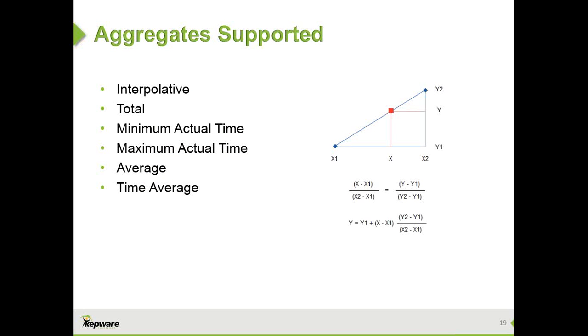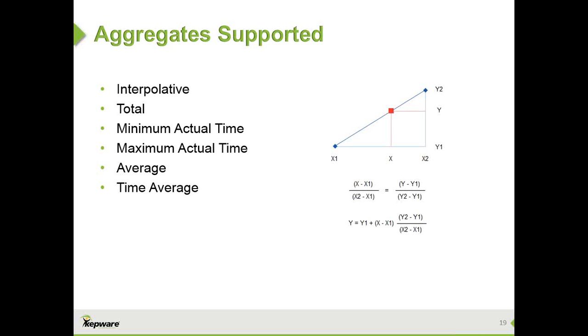So we did support average in the previous release, and now we support these 5 additional aggregates. The most common one that we've seen in industry is the interpolative, which interpolates values where they're not specifically stored. A lot of you will know how to interpolate. And then we have a total, which is kind of like an integral, a minimum and a maximum, which means we find the minimum and maximum value over a specific time and give you the timestamp that min or max occurred. And then a time-weighted average. So those are the new ones that are supported.